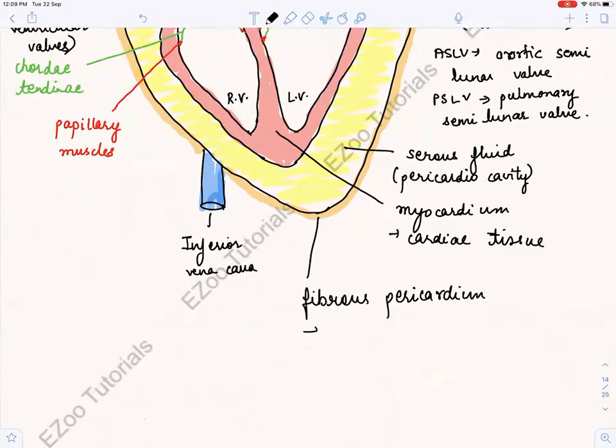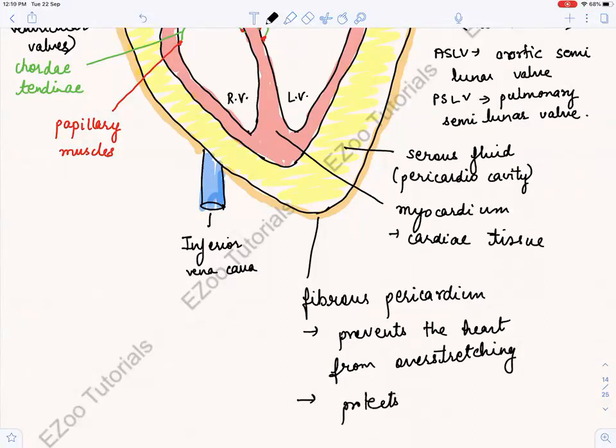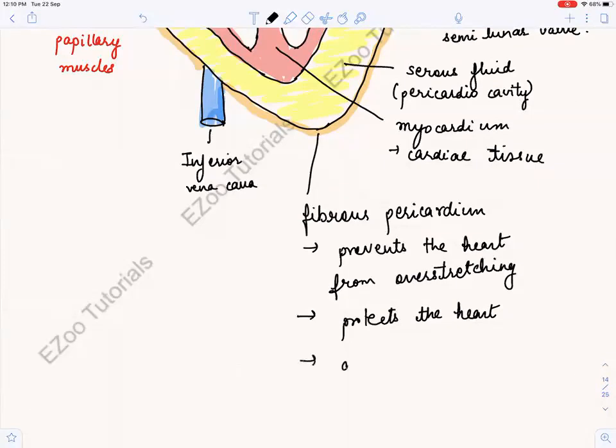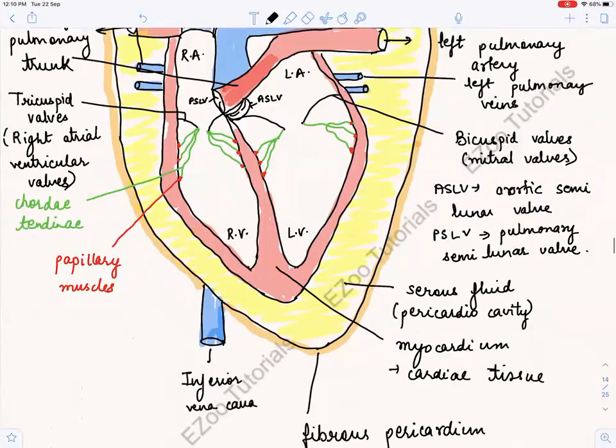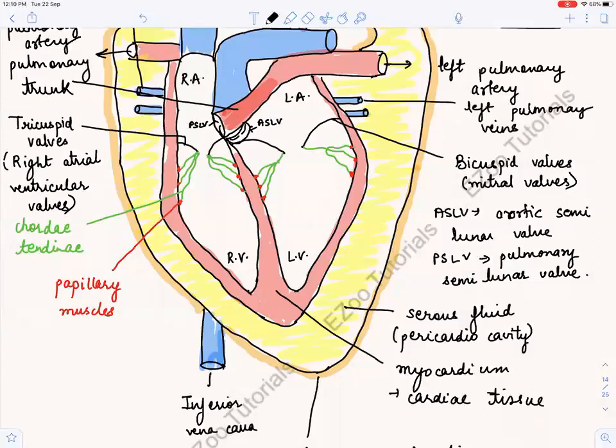It prevents the heart from overstretching, because when it is getting filled with blood, it will stretch like a balloon. It protects the heart, right? And what else does it do? It anchors the heart. We'll do more about this fibrous pericardium also. I just wrote it here, there was space. And now let us see the other linings, that is the epicardium and the endocardium.